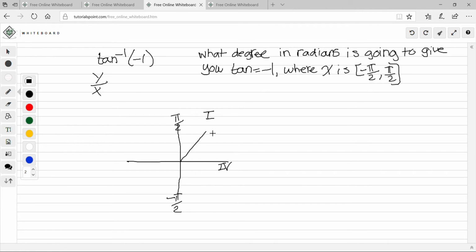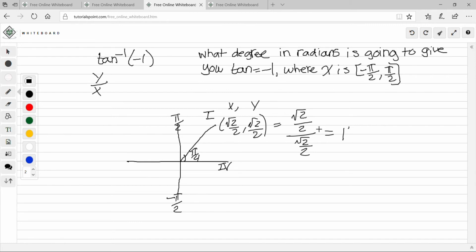Let's try pi over 4. What are the coordinates of pi over 4? It's root 2 over 2, comma root 2 over 2, both positive, right? So here's your x and here's your y. So tangent of that would be root 2 over 2 divided by root 2 over 2. That gives us the tangent of +1, right?